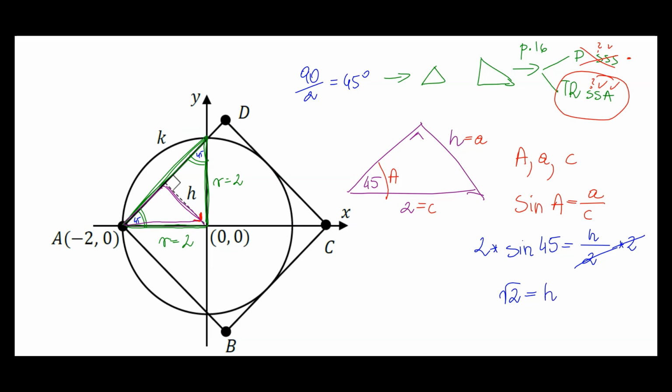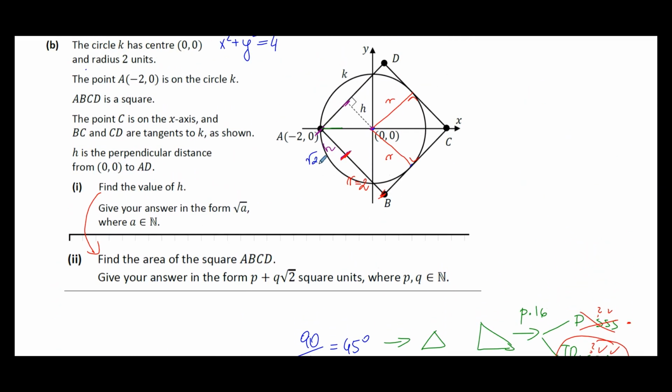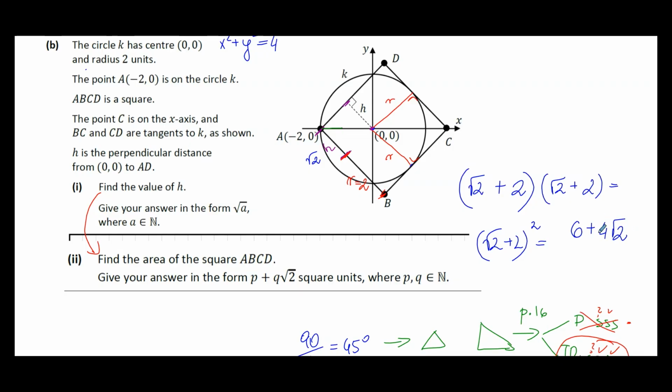Now that we know the value of h, we can go to the second part and find the area, because the side of the square is what? Square root of 2 plus 2. How do we write that? With brackets. It is a side multiplied by a side of the same length. So either we multiply by another bracket of the same value, or we can take that bracket to the power of 2, whichever way you want, it will give you the same answer. You put that in the calculator, press equal, and you get 6 plus 4 square root of 2. And that fulfills the condition of our answer here.